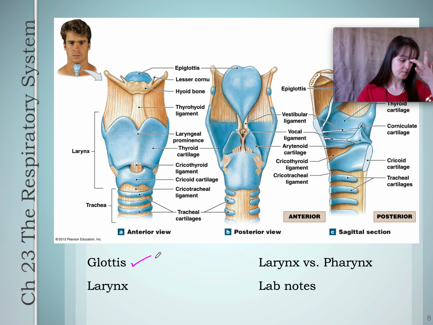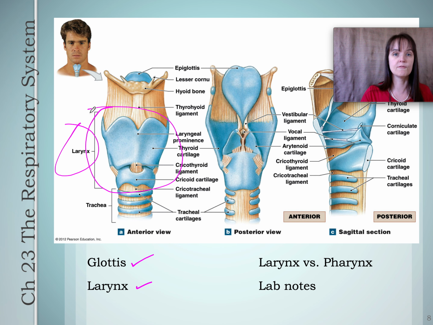All right, so glottis. And the larynx is this whole shebang, which is the voice box, which includes the glottis, which includes the rima glottidis. So pharynx, larynx, what's the difference? The pharynx is the throat, specifically the back of the throat that we drew in on the previous video, and the larynx is the voice box. So the pharynx opens into the larynx. Well, the laryngopharynx, because the larynx-pharynx. We talked about that. And lab notes.